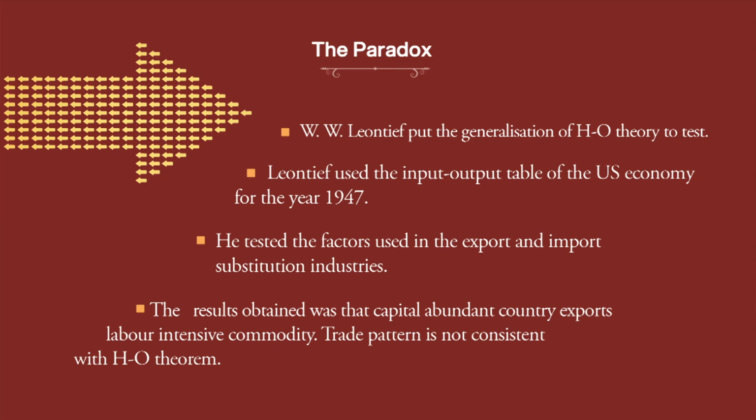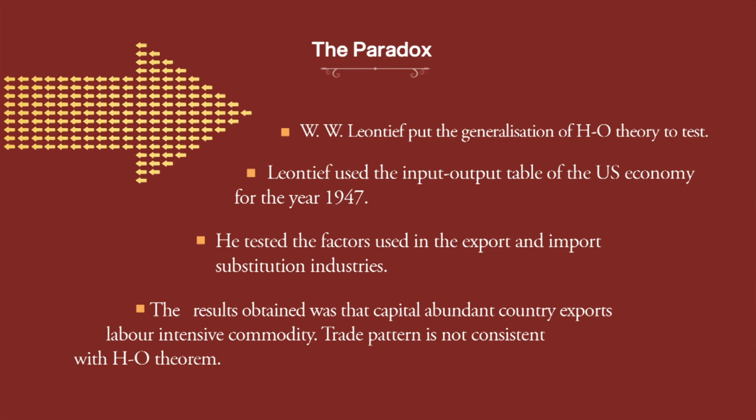So he considered the export and import substitution industries, and he assumed that the production in both these industries is decreased by the same amount, say $1 million. Then what will be the effect on the factors of production that are released? It should follow the Heckscher-Ohlin theorem. That means a country like USA, which is supposedly a capital abundant country, should use more of capital in its export sector. And in the import substitution industries, it should have been that more of labor is released.